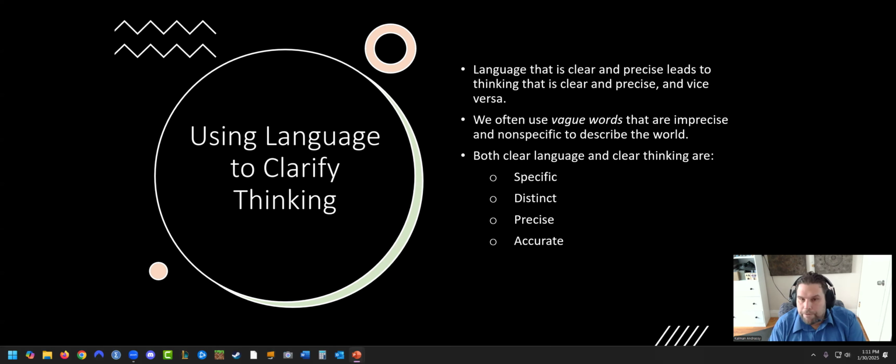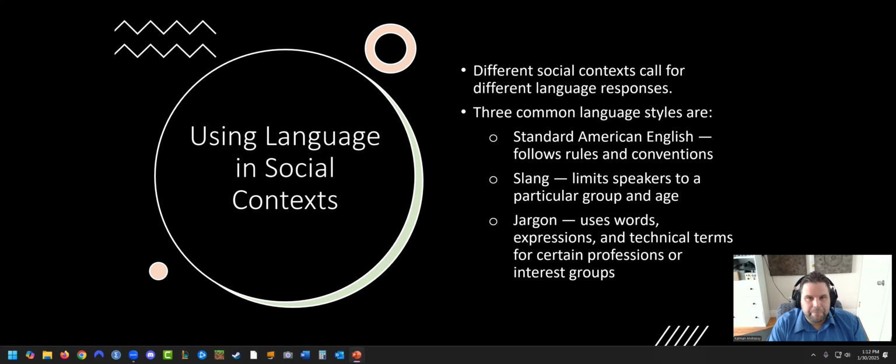But we do often use vague words that are imprecise and non-specific to describe the world. So clear language and clear thinking needs to be specific, meaning that it has to convey an idea very narrowly. It needs to be distinct, not something that might overlap in understanding with other concepts. It needs to be precise, it needs to hit the target, and it needs to be very accurate. Precision and accuracy, in my opinion, are very similar concepts, but there are slight differences therein.